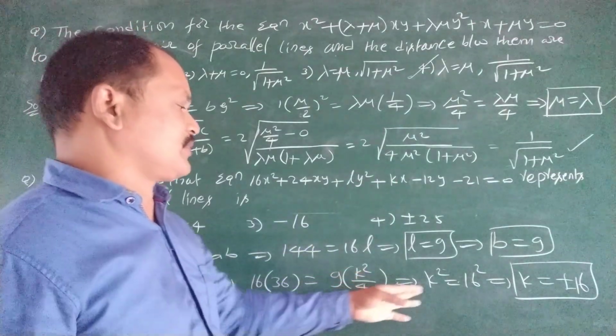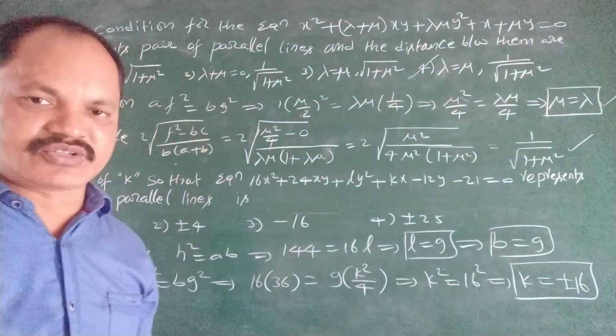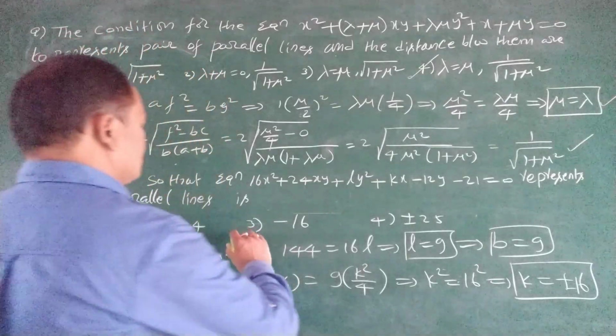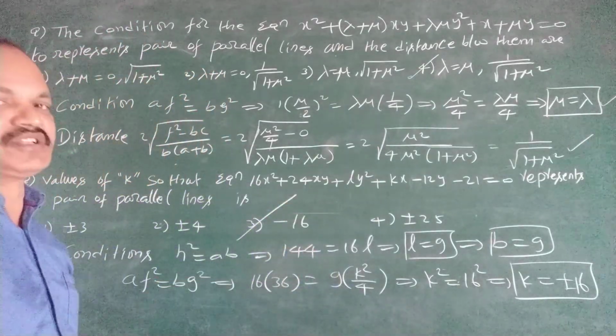That's why k square by 4. After simplification, k square is equal to 16. That's why k is equal to plus or minus 16. So one of the values is minus 16. That's why the third option is the right answer.